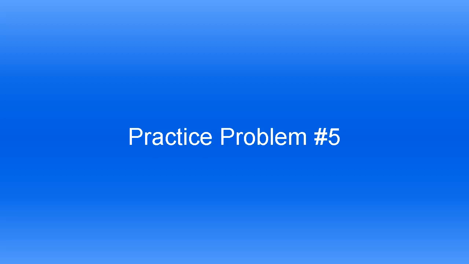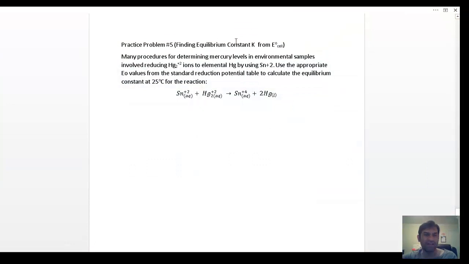Here we're finding the equilibrium constant K from Ecell. So reading it, many procedures determine mercury levels in environmental samples involve reducing diatomic Hg2 2+ ions to elemental mercury using Sn2+. Use the appropriate E naught values from the reduction potential table to calculate the equilibrium constant. Okay, that's K at 25 degrees for this reaction.